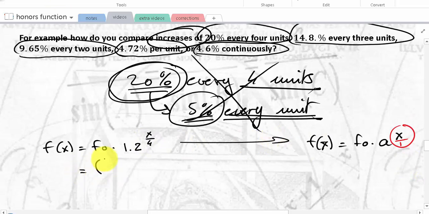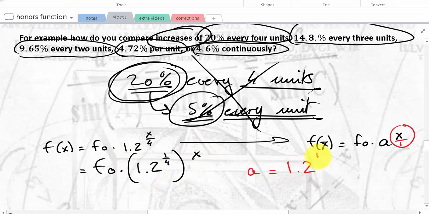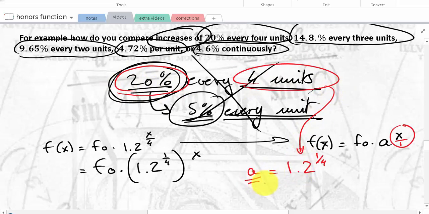Very simply, check it out. f naught times 1.2 to the power of 1/4 to the x, right? And so a, in this case, would be 1.2 to the power of 1/4. So 20% increase every 4 units corresponds to whatever that is. Be careful, it's a, right? So I need r. So r is a minus 1. So you need to subtract 1 from that. And that is the per unit equivalent to 20% every 4 units.